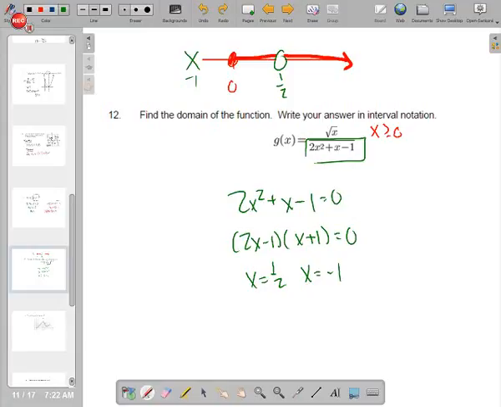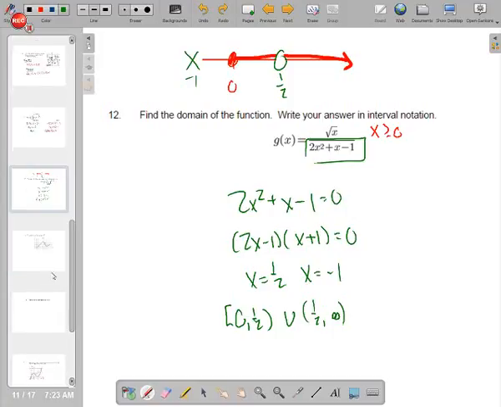I need all the numbers that are greater than or equal to 0, but I can't plug in 1/2 because then I divide by 0. So what I need to do now is write this in interval notation. So it's from 0 to 1/2. 0 is inclusive, and the 1/2 is an open circle. And we're going to have a union here with 1/2 to infinity. So from 0 to 1/2 and 1/2 to infinity, that's the domain. You pick anything else, you either take the square root of a negative or you divide by 0, and both of those are no good.